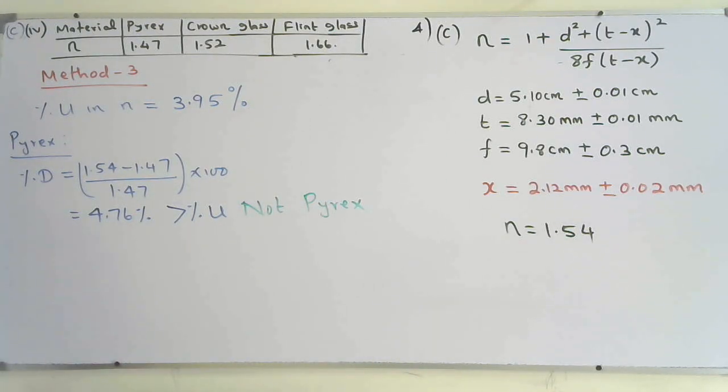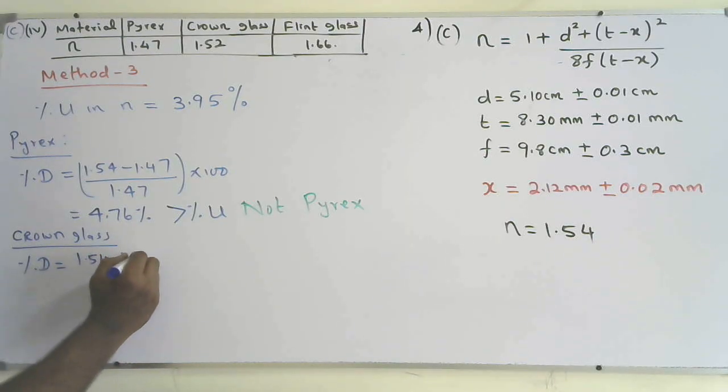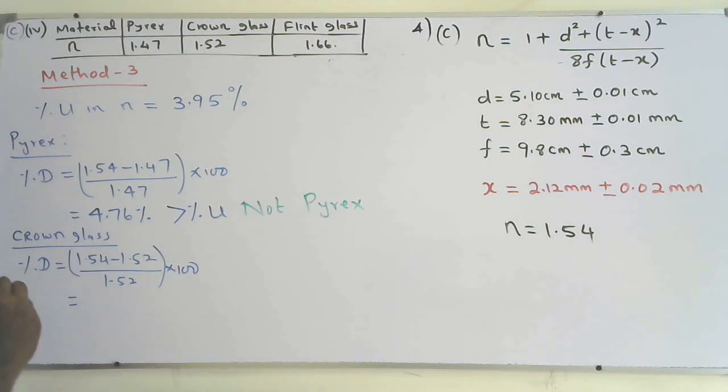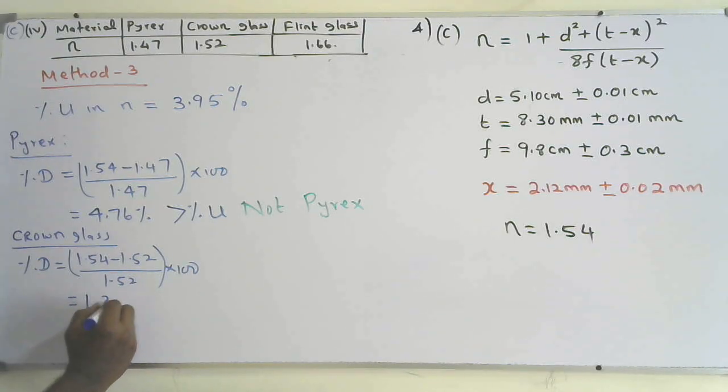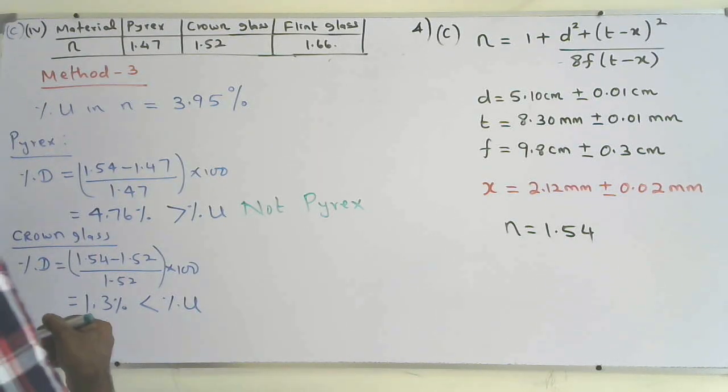Okay, we'll check for crown glass. Percentage difference will be 1.54 minus 1.52 over 1.52 into 100%. So you will get 1.3 percent, which is less than the percentage uncertainty. So it could be crown glass.